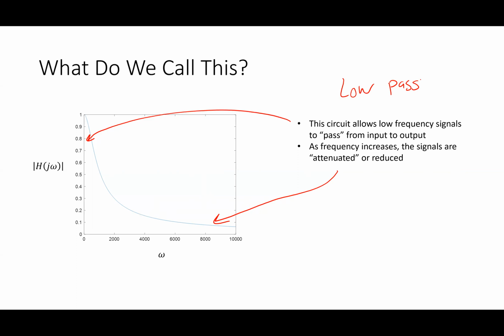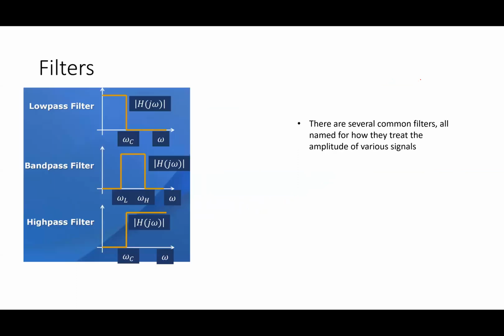The important thing is I want to get this idea across. This is a low-pass filter. It passes low frequencies and attenuates high frequencies. In general, we define a family of filters here. There's maybe one other one I would put into this, but these are the main ones: low-pass filter, high-pass filter, and band-pass filter.